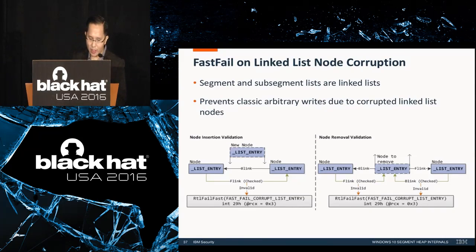The security mechanisms are as follows. The subsegment and segment lists are linked lists. So to prevent classic arbitrary writes due to corrupted linked list nodes, checks are added when removing and inserting nodes from a linked list. If the check fails, the fast fail mechanism will be triggered, and this will cause the process to terminate immediately.